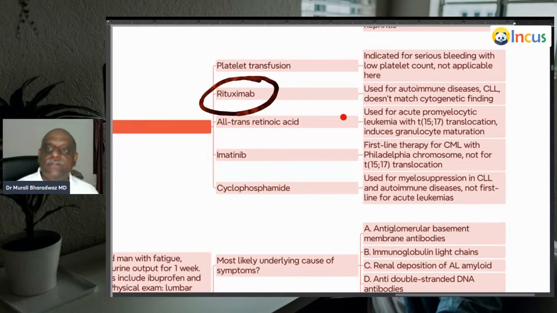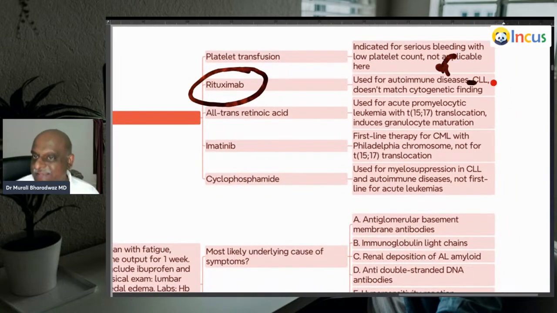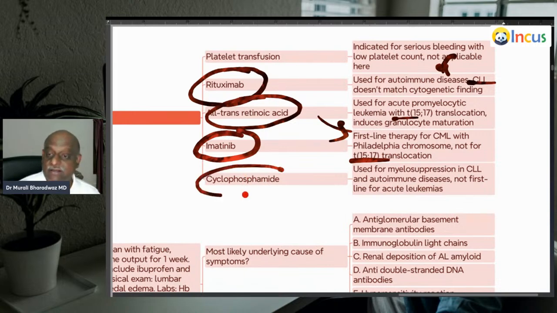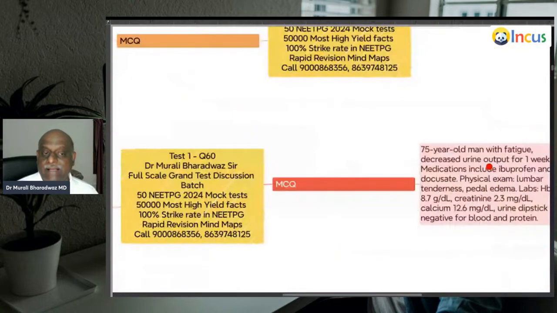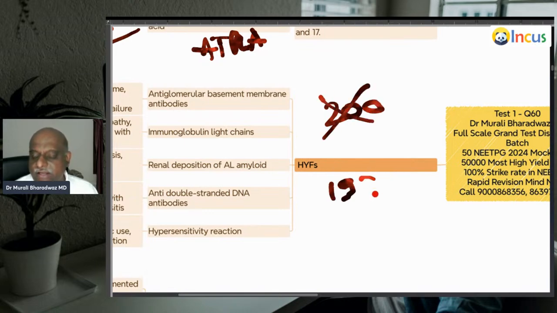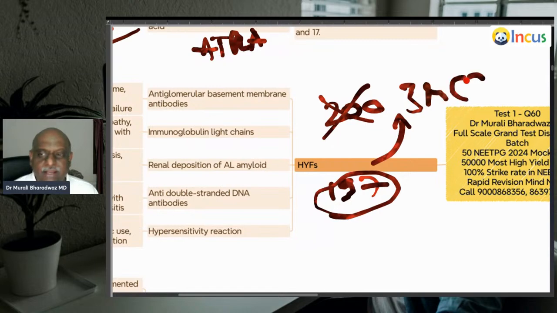So rituximab is used for ITP, CLL; all-trans retinoic acid for acute promyelocytic leukemia with t(15;17). Imatinib mesylate is used as a first-line therapy for CML, where it's a different translocation. Cyclophosphamide is used for myelosuppression in CLL, is what you need to remember. Leukemia, lymphoma: without that, there is no question paper. NEETPG is not for 200, no sir, only for 197, because three MCQs come inevitably from leukemia, lymphoma is the business of NEETPG.